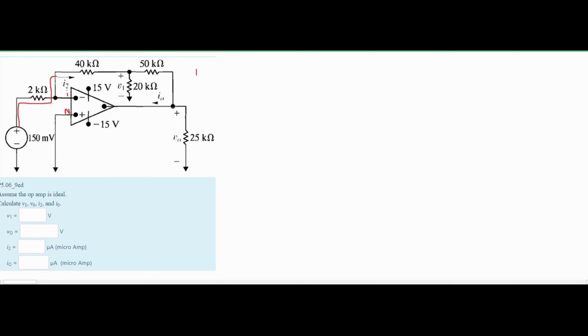That means all current has to go out of there. So when we solve that, our I2 is equal to the 150 millivolts over the 2 kilo ohm resistor. So we need to get rid of the milli and kilo, that way we only have volts over ohms, and that'll give us amps. If we look in the notes I have linked below in the description, in section 1.2, we can see all the conversions. We're going to have 1k over 10 cubed, that's the conversion for kilo. And then for milli, we're going to have 1m over 10 negative cubed.